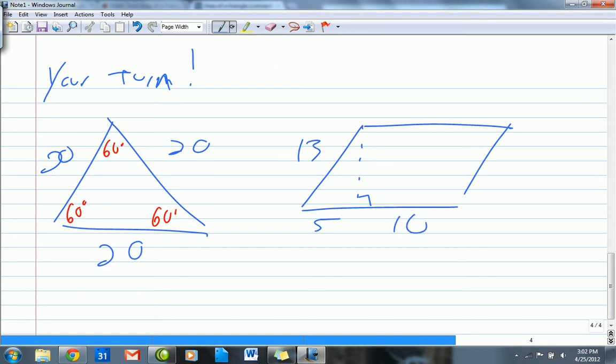So for both of these problems, the issue is, what is the area of those guys? Have fun.